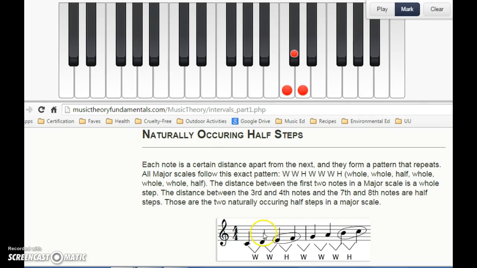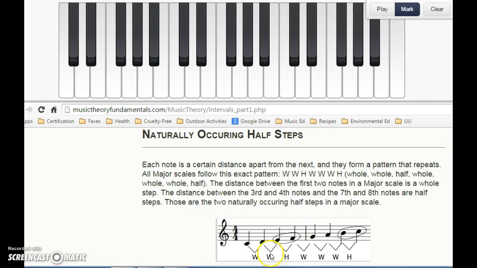The distance between the second and third notes is also a whole step. So now if we start on D and try to go to E, we still have to pass through another key to get there. So we have three dots again, whole step. So that's here D to E, shows up here D to D sharp or E flat, and then up to E.